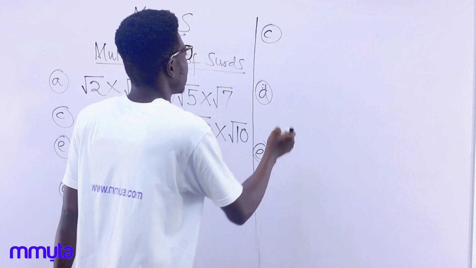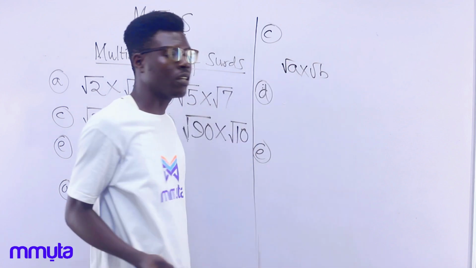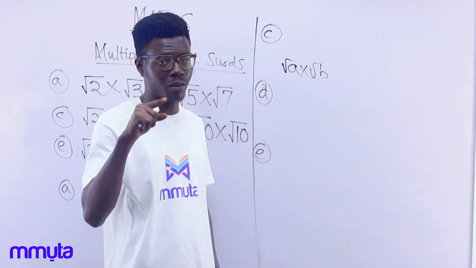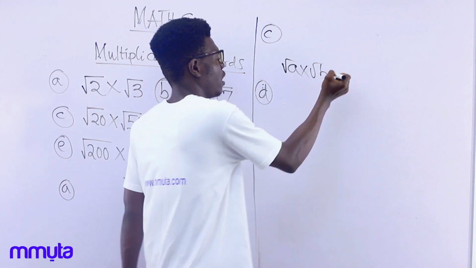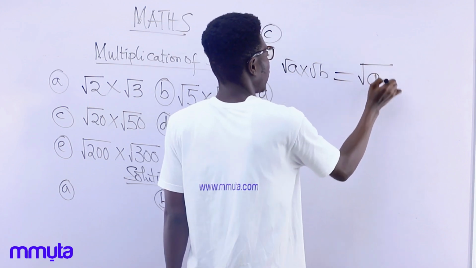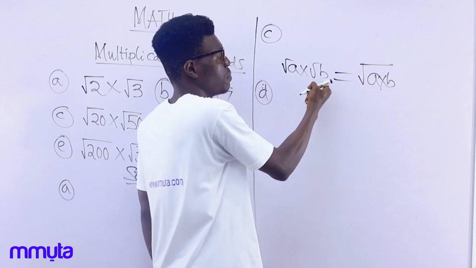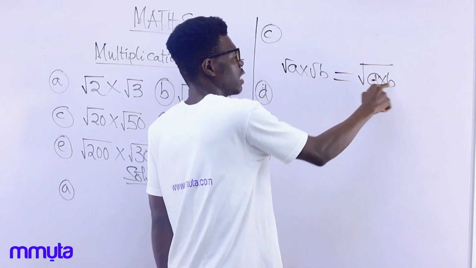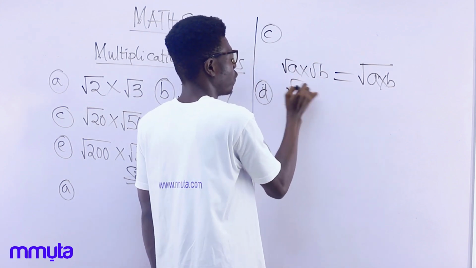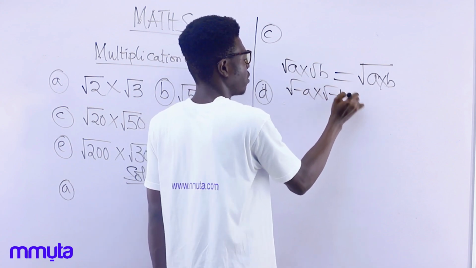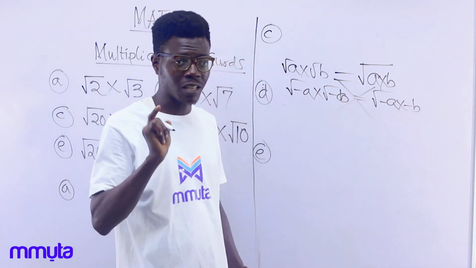The first one is that if you have root of A times root of B, and A and B are numbers greater than 0, that means A and B are positive, the result is the root of A times B, or the root of AB. But if A and B are negative, don't say root of minus A times root of minus B gives you root of minus A times minus B. This is wrong. Just have it in mind.